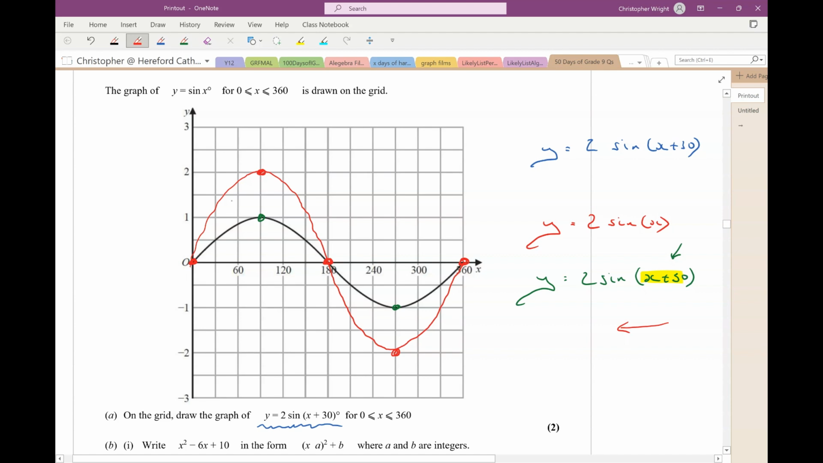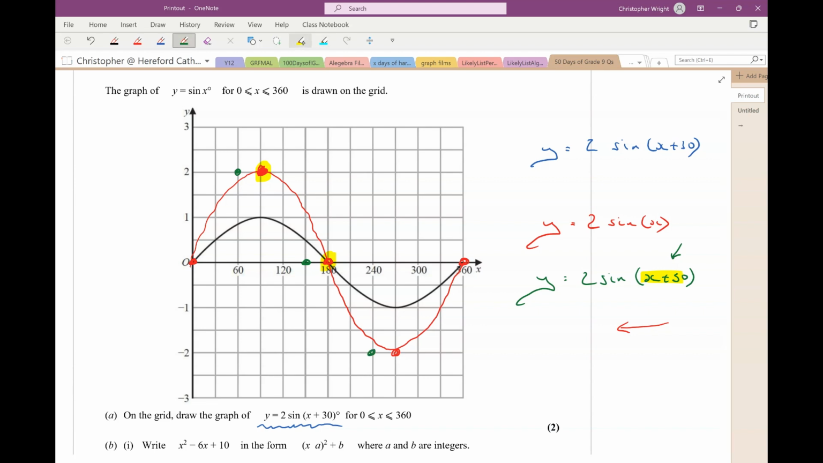So basically, this point is going to go 30 units to the left, so it's going to go to here. Meanwhile, this point is going to go 30 units to the left to here. I've used green again, I'll rub out my original greens. There we go. So now this point is going to go 30 units to the left, so it's going to end up here.